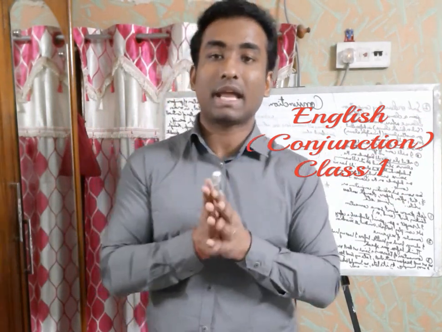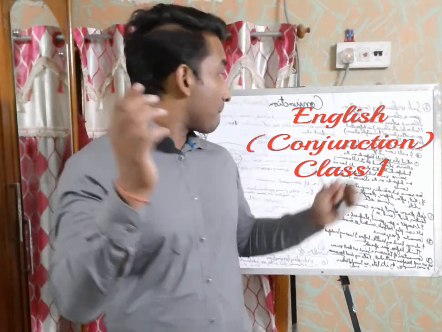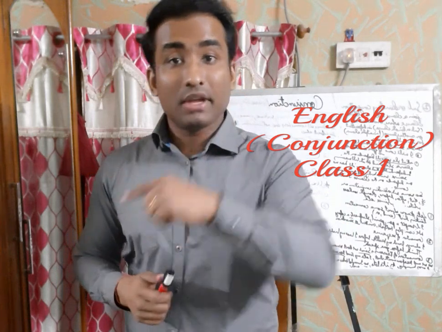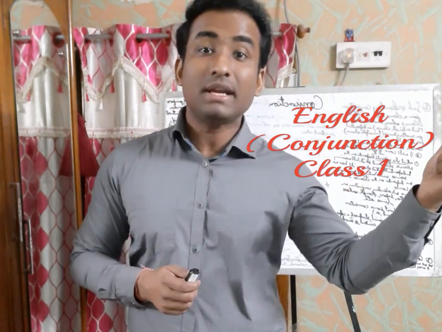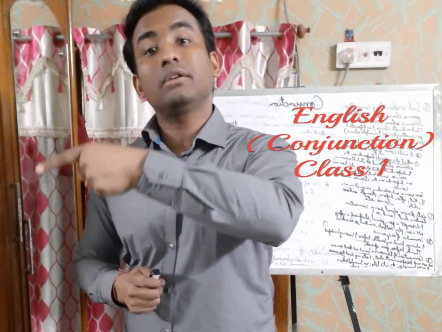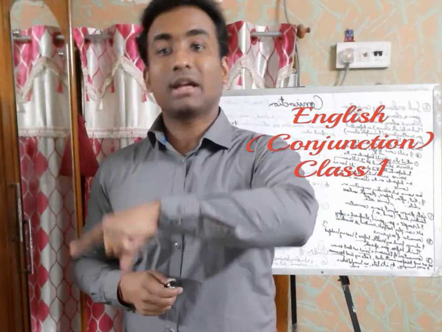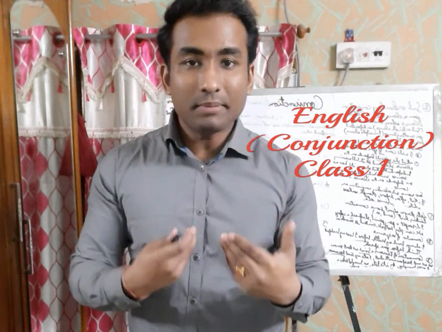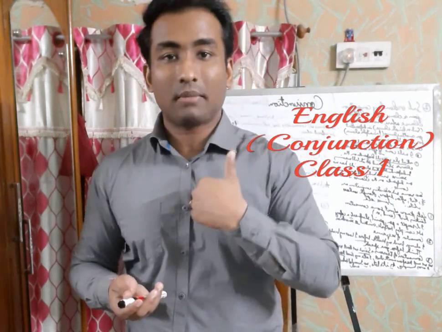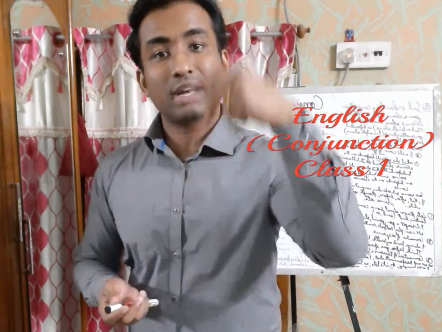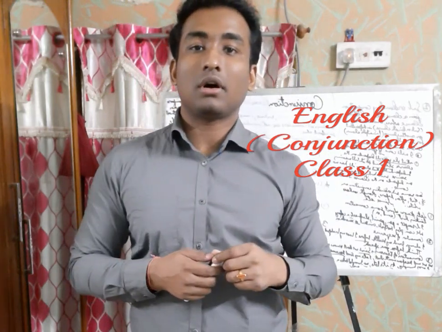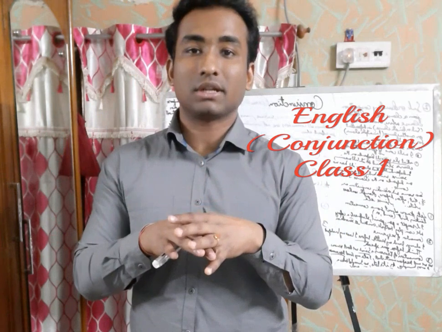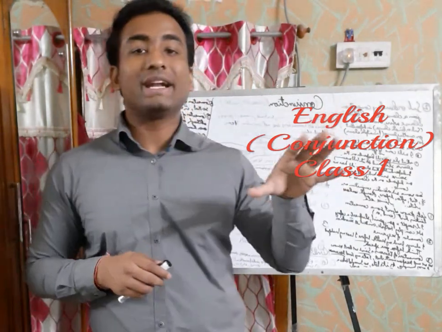You can understand the meaning: I will come if you invite me. So "if you invite me" is actually dependent on "I will come," and "I will come" is actually dependent on "if you invite me." It means if you invite me, then only I will come. So obviously the clause "I will come" is dependent on your invitation. Here both are dependent on each other. That's why it's called subordinating conjunctions.